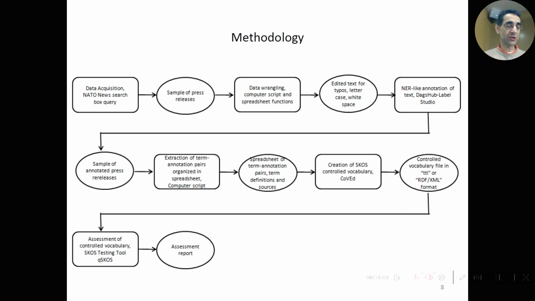Basically, since we're trying to define the terms that are used in the Russia-Ukraine conflict, we try to collect information and terms that come from this conflict, and we try to find these terms in NATO press releases, which are rich sources of information about defense and civil and diplomatic events, political events. And so we take this information, we extract a sample of press releases, we do some data wrangling.